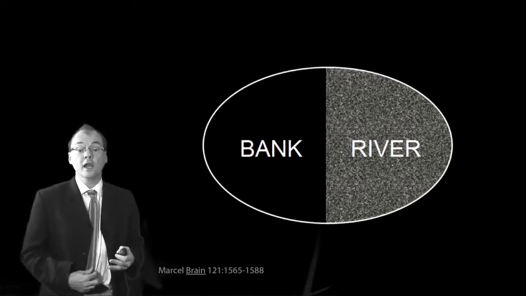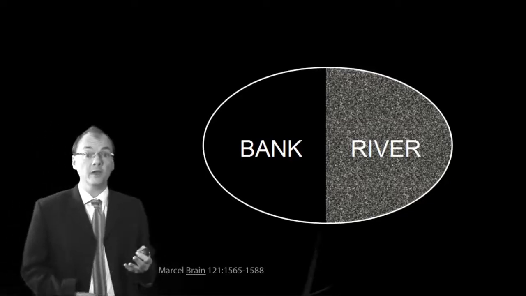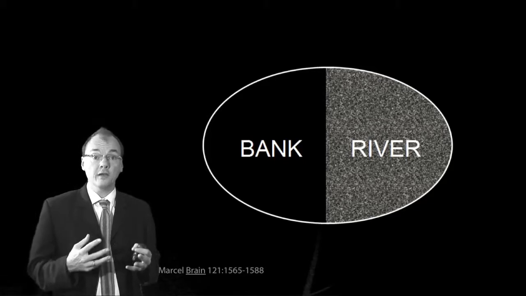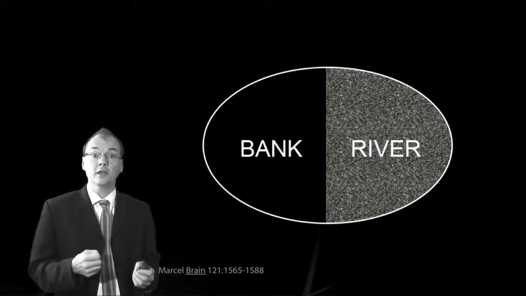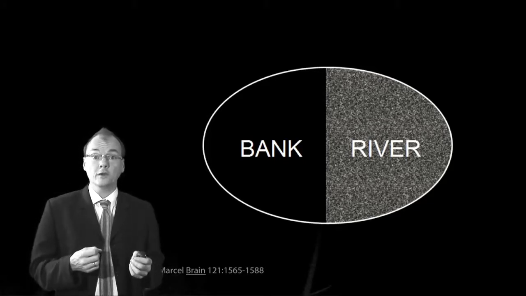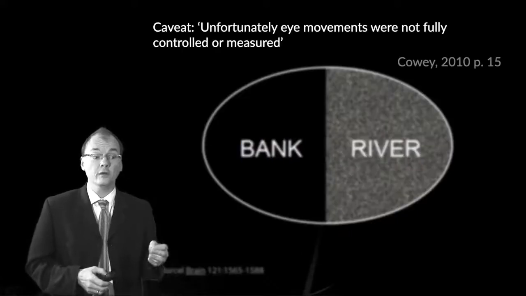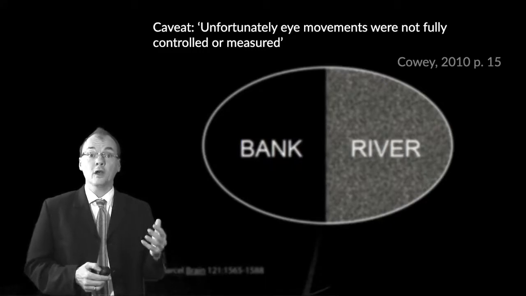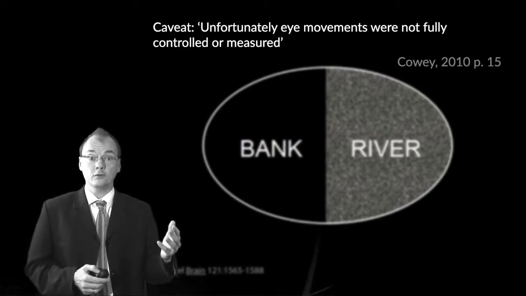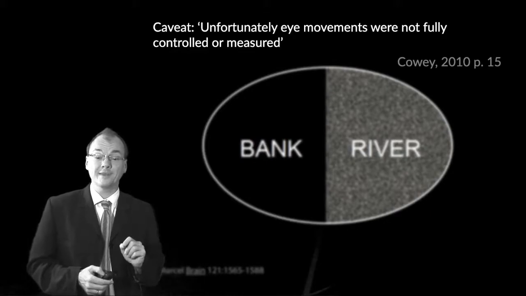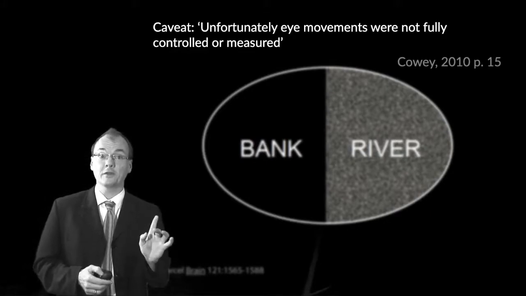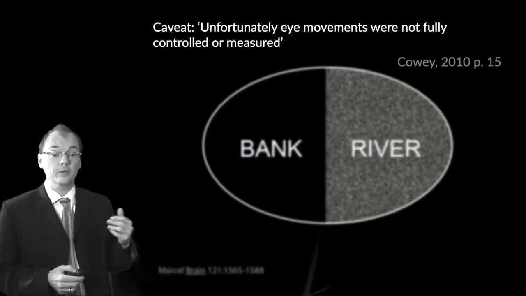Now, I should say, as with many experimental findings, there are some caveats here. So I don't think we should take Marcel's paper as a demonstration. Cowey notes that unfortunately eye movements were not controlled or measured, so we can't regard this as a clear demonstration. It does, however, provide a nice illustration of the kind of evidence that supports the existence of blindsight. That's what I want here, just some illustration.